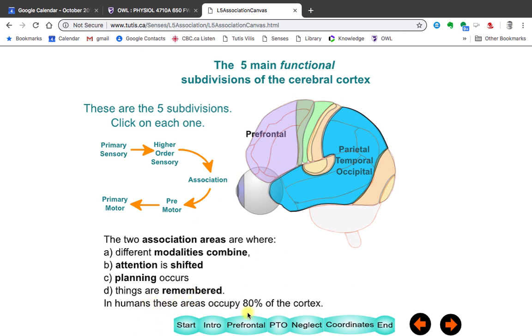And in humans, these association areas form 80% of the cortex. In other species, like a small mouse or something like that, 80% is just involved in the primary sensory areas and primary motor areas. So in humans, this area is the thing that is expanded.